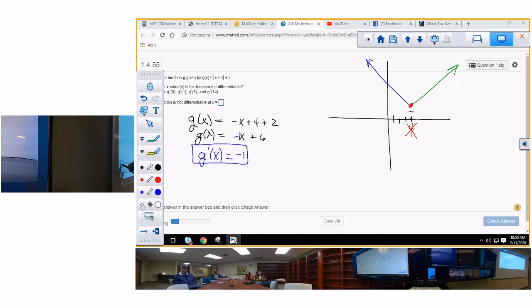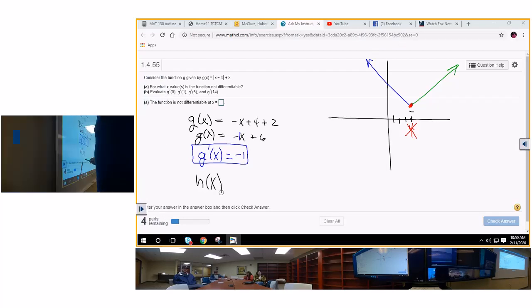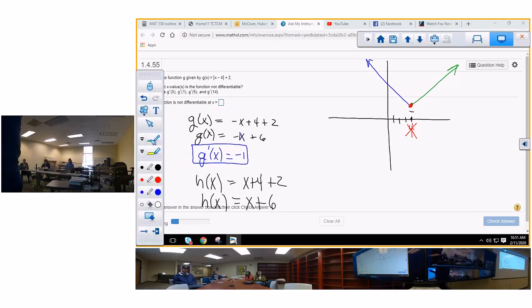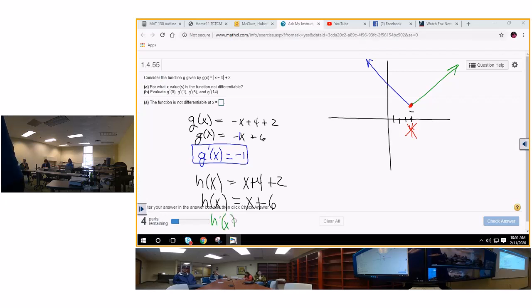H of x is going to be the green line, is equal to the positive x plus 4, and that's x plus what? X plus 6, and what is the derivative of x plus 6? So h prime of x is equal to 1.